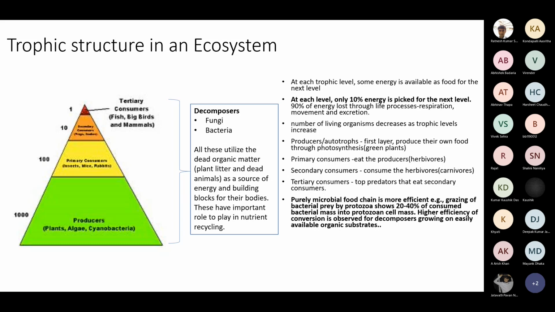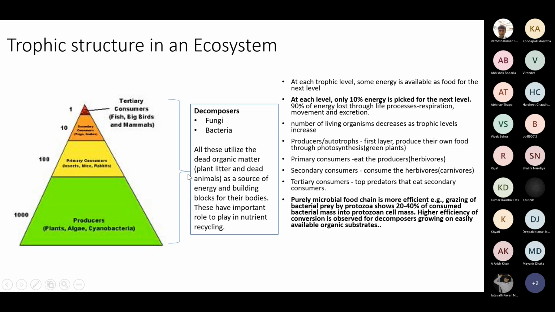But if we were to look at microbes in each one of these trophic levels, for example, then they are far more energy efficient between each other. And that is the point which is shown here, that purely microbial food chains are far more efficient. That is, if you just look at the photosynthetic bacteria, which is able to fix the solar energy, then you again look at protozoa, which are also microbes, but which feed on them. Then you can have as much as 20 to 40% of the consumed bacterial mass turned into a protozoan cell mass. So I hope this point is clear to everybody.